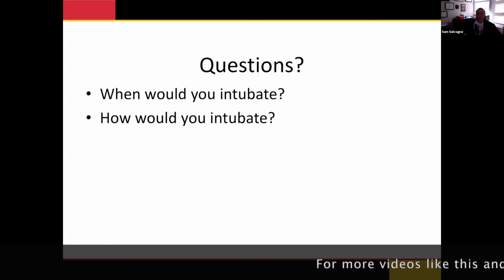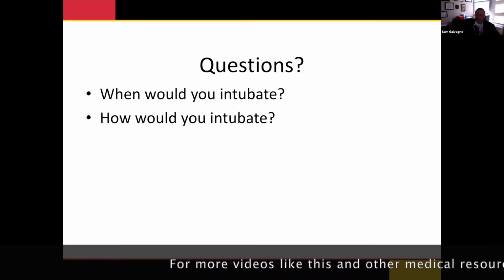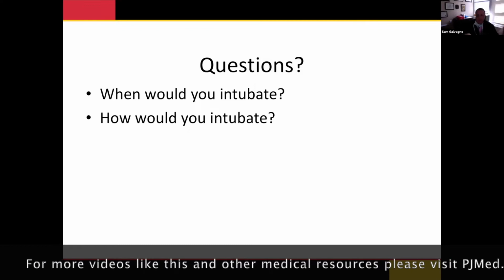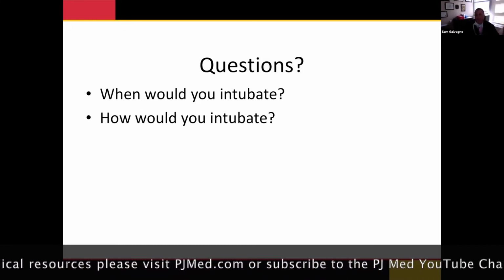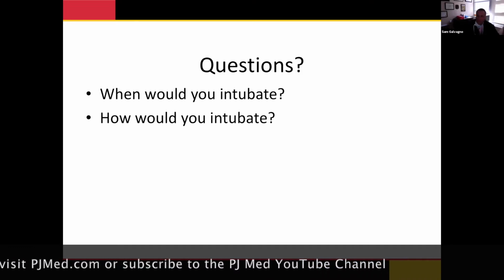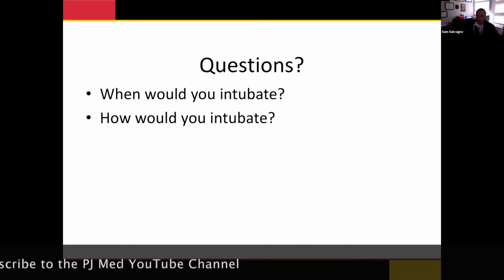I will tell you that in the very beginning, we were saying intubate, intubate, intubate. 6 liters of nasal cannula, bam, tube them. Now we're seeing that most of these patients don't do so hot every time when we intubate them. So we may not want to do that right away. We've got to watch these folks. That's what I think the answer is, close monitoring.